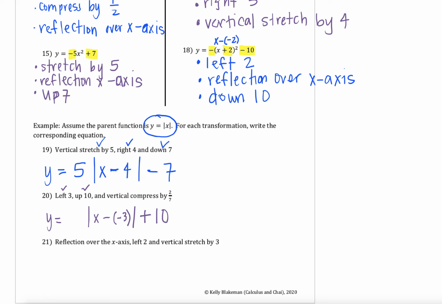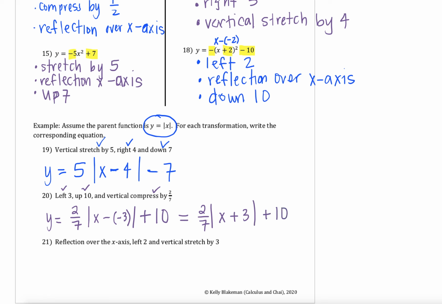Then the last one is a vertical compression by 2/7, and that works the same as a vertical stretch. The difference here is that the number is just smaller than 1, but I'm still multiplying by that a value, which is 2/7. And of course, if we want to simplify this down, we'd get 2/7 absolute value of x plus 3, plus 10.